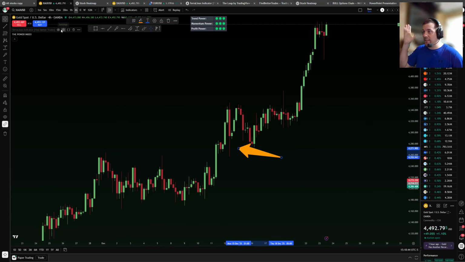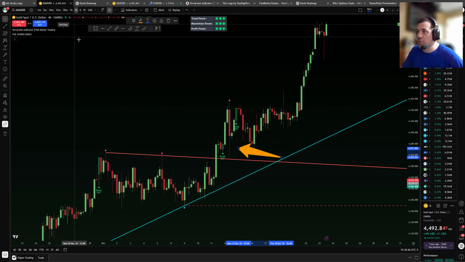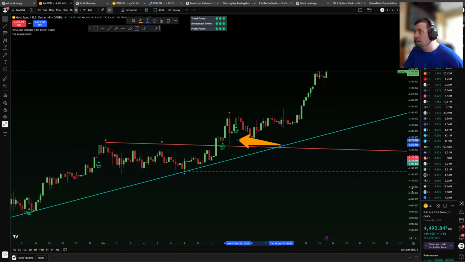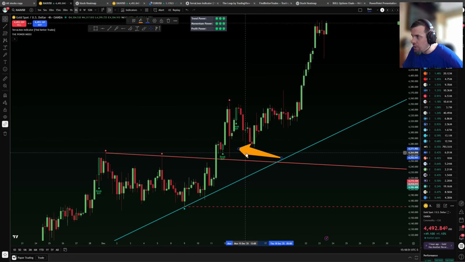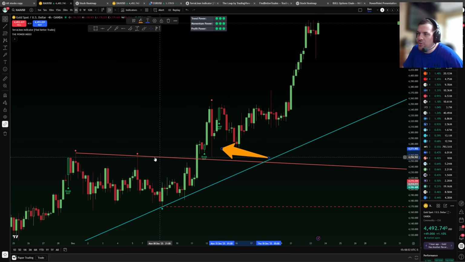Basically what it does is all automatic. So check this out. Take that off: there's no trend lines, there's no support, there's no resistance. Put that on, and there is. So how can you actually use this?